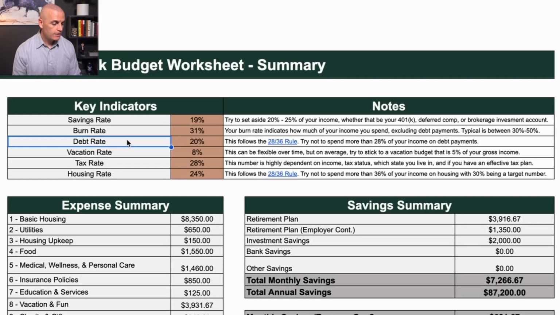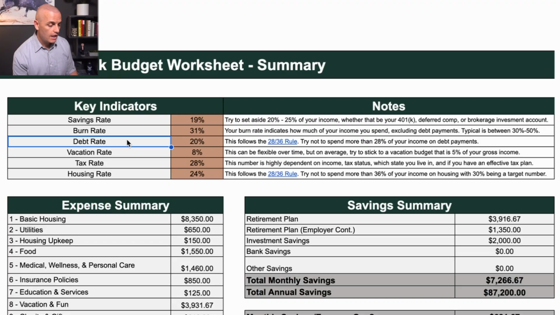Debt rate is 20% for this client. Now, this follows the 28-36 rule. And so the goal is that you don't want to spend more than 28% of your income on debt payments. And this includes all debt. This does include your mortgage. This does include your car payments or credit card debt or home equity lines of credit or any other type of debt that you may have.